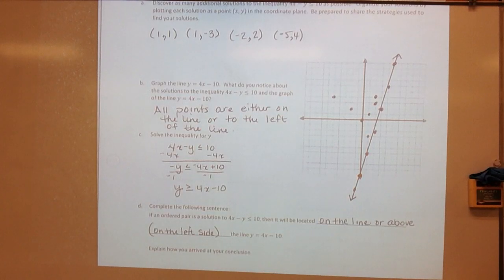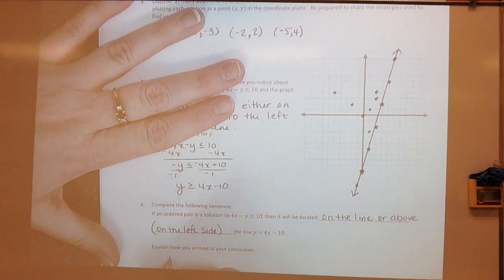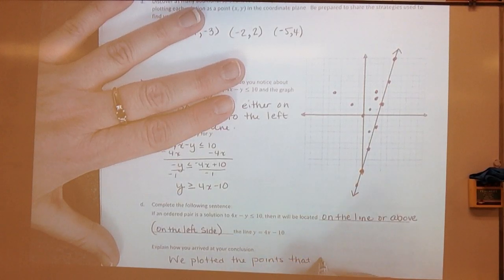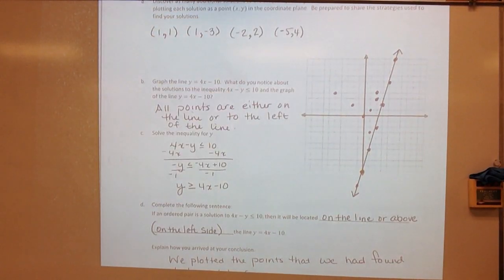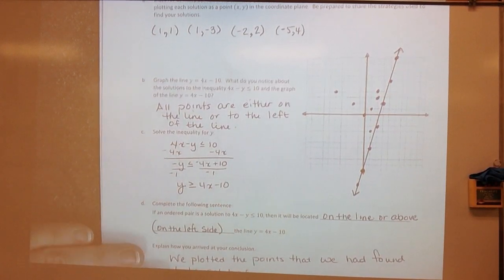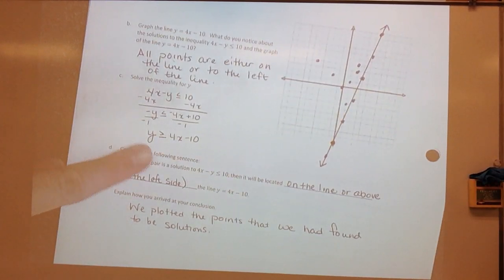Well, we simply plotted points that we had found to be solutions. That's what we did. We tested some other points, and this is what we found out. We found out that they all lie above or on the line y is equal to 4x minus 10. All right.